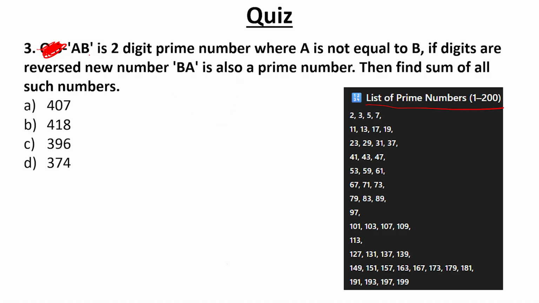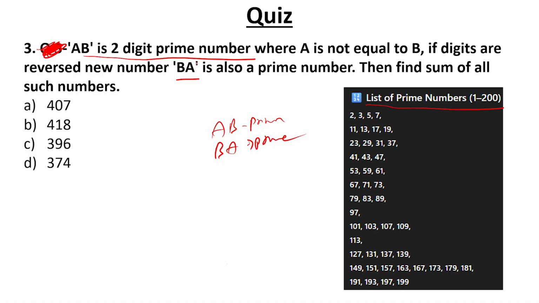A and B are two-digit prime numbers. A is not equal to B. If the digits are reversed, the new number BA is also a prime number. So AB is prime and BA is also prime. Then find the sum of all such numbers.